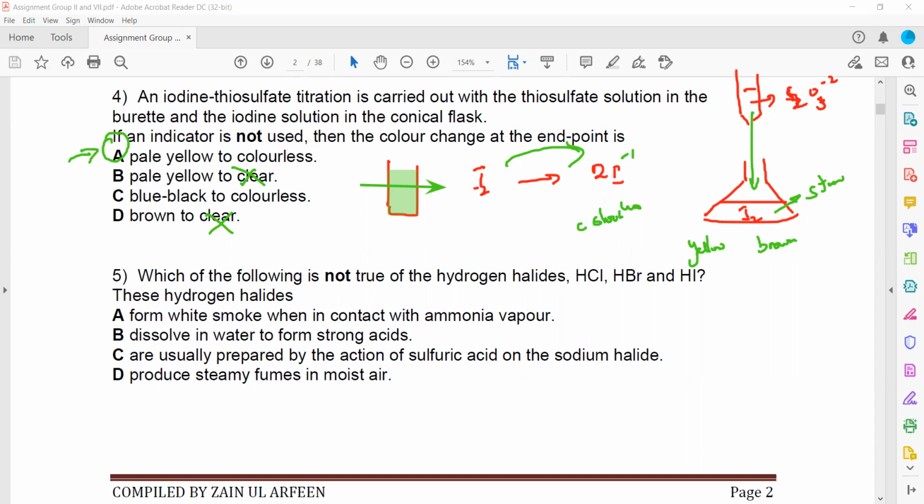Is it clear, discussion? That's why we select option A.